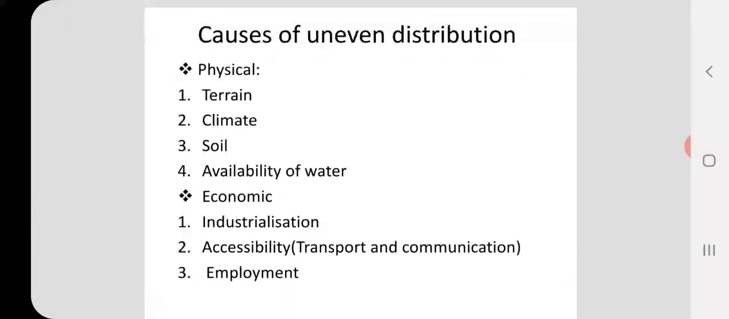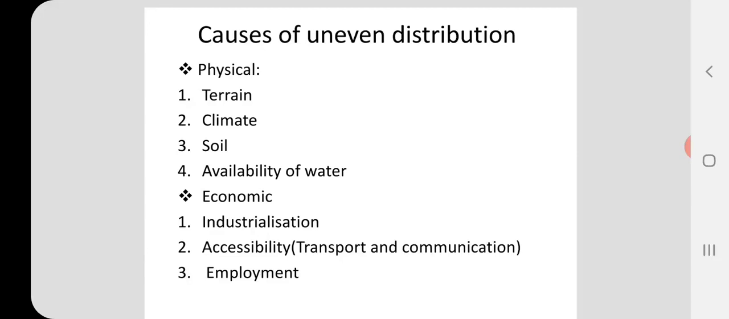Next, the causes of this type of uneven distribution of population. What are the main factors that influence this uneven distribution of population? First is physical. What are the physical factors? The main physical factors that influence the uneven distribution of population are terrain, climate, soil and availability of water.